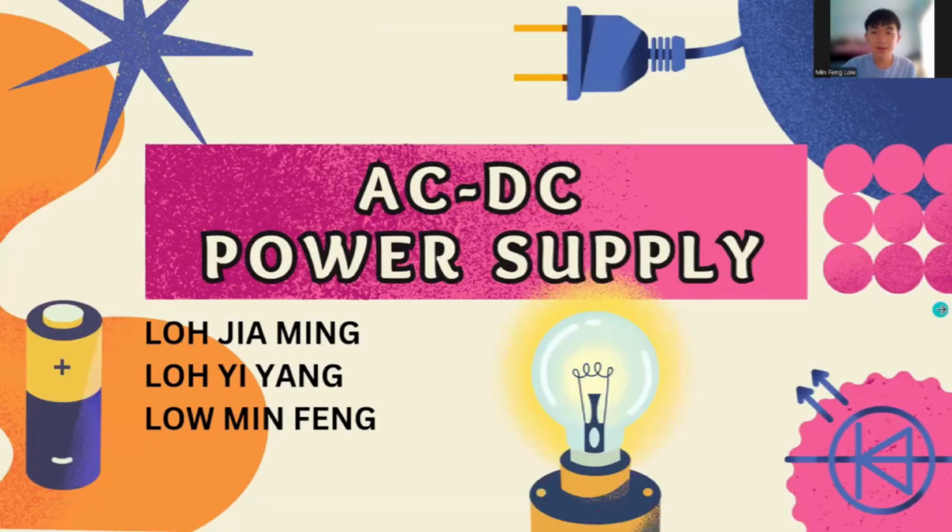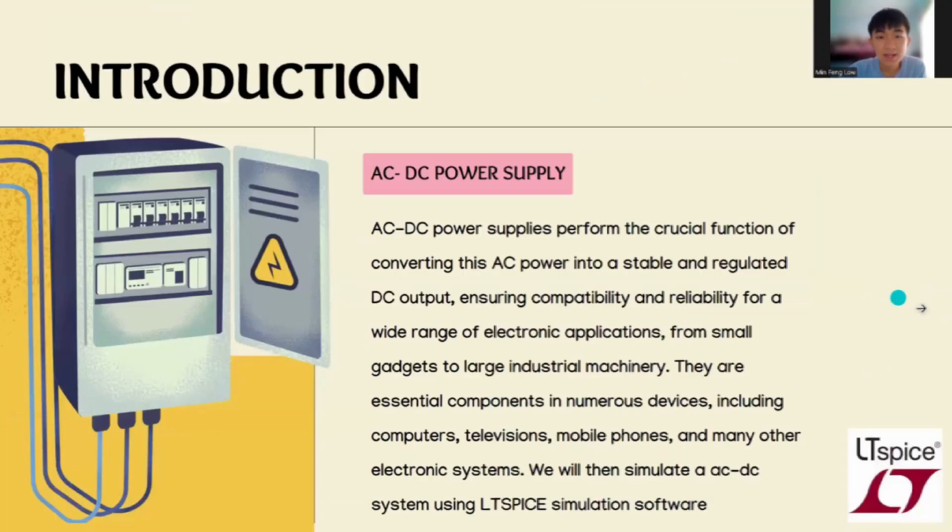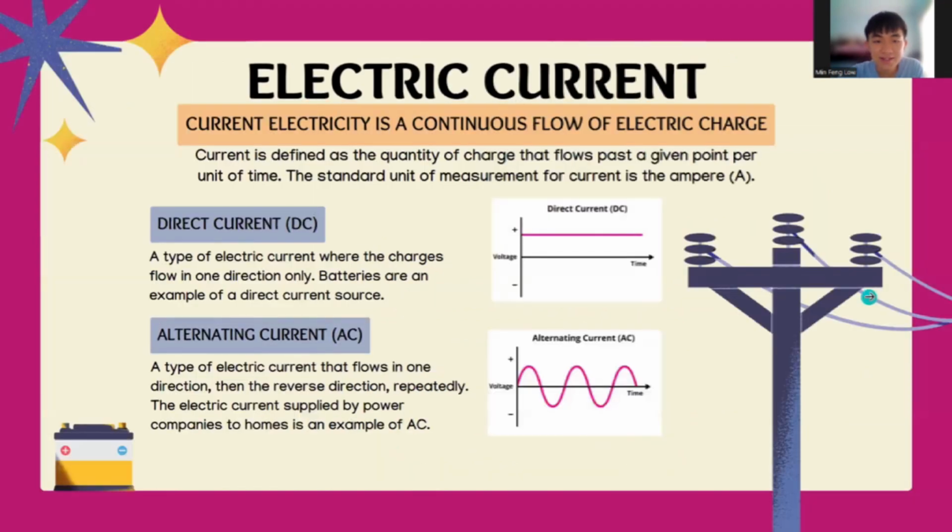Now I will do an introduction about AC-DC power supply. An AC-DC power supply is a system that changes the AC input to DC output. This ensures compatibility and reliability for a wide range of electronic applications. First, we have to know what AC-DC is.